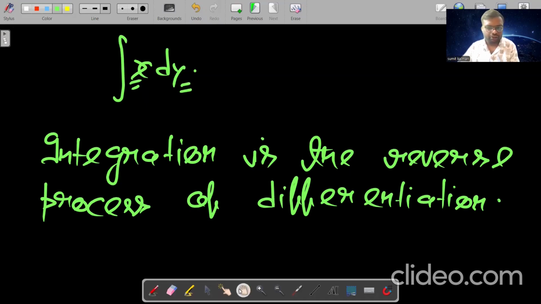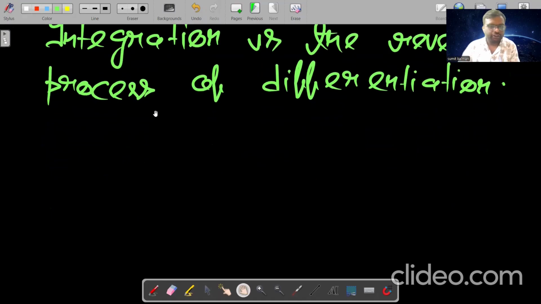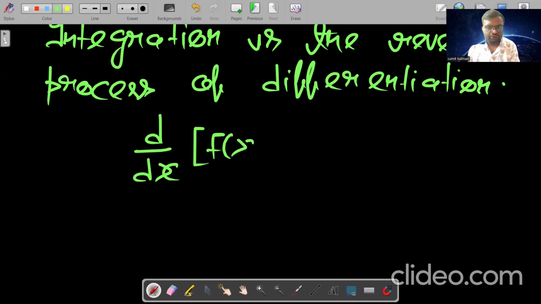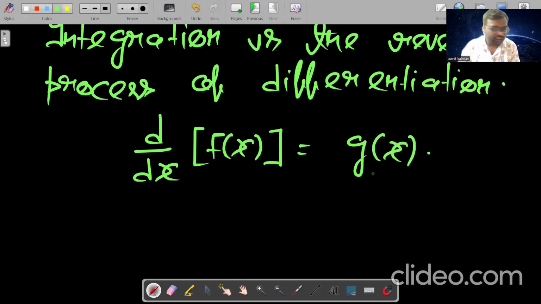Now students, if I am differentiating f(x), d by dx of f(x), and we are getting a new function g(x). So here students, g(x) is the differential coefficient of f(x). We have studied differentiation. If you differentiate one function, then you will get another function, and that another function is the differential coefficient of the first function.